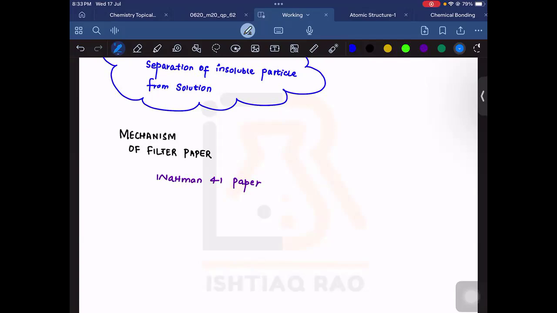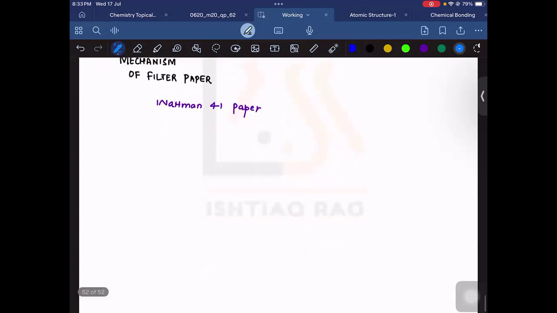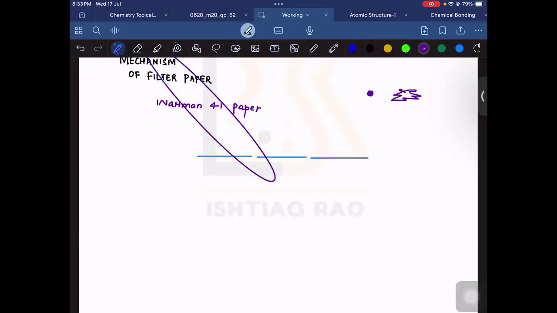Okay. So basically, let's suppose this is a filter paper like this. Sir, what's written on the filter paper in the purple color? This is Whatman 41 filter paper. Whatman, this is double T. Oh, okay. Whatman 41 filter paper.